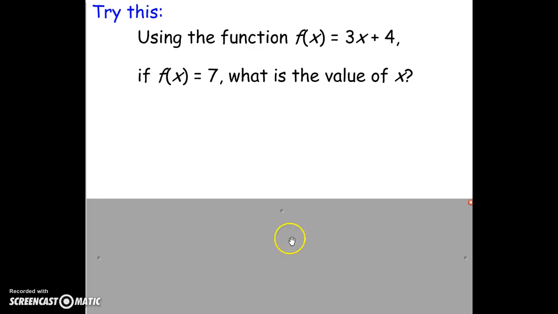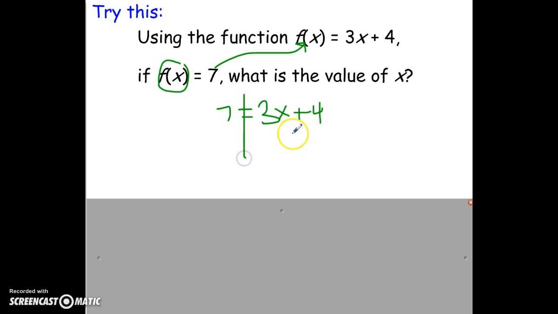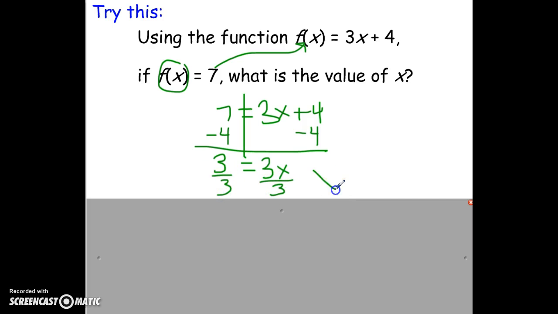This one's on your paper. So go ahead and do this one with me. When my function equals 7, what's the value of x? 3x plus 4. Subtract 4 from both sides. 7 minus 4 is 3 equals 3x. Divide both sides by 3. X equals 1. So when my function is 7, x equals 1.